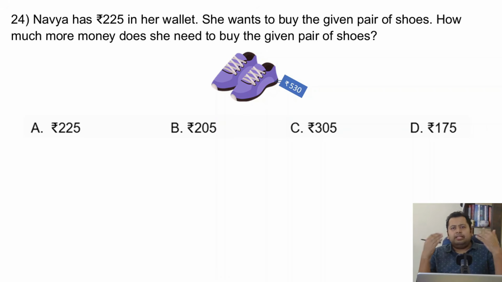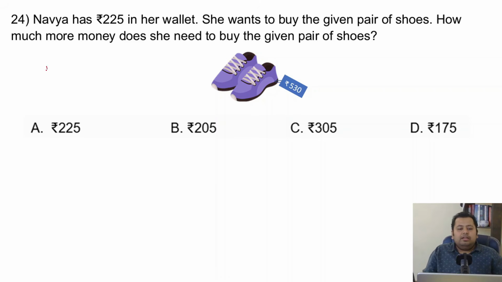Similarly, if you had, say for example, just rupees 6, and the same chocolate costs rupees 10, what you would do is just 10 minus 6, that is 4. So you will ask your parent for rupees 4. Simple maths. Similarly, here you will just have to do a subtraction.